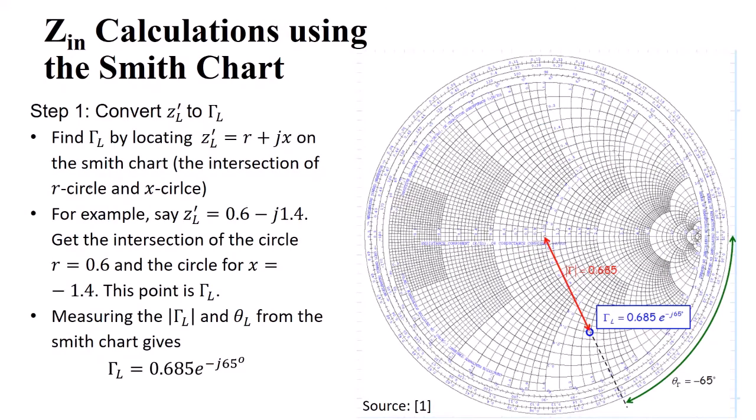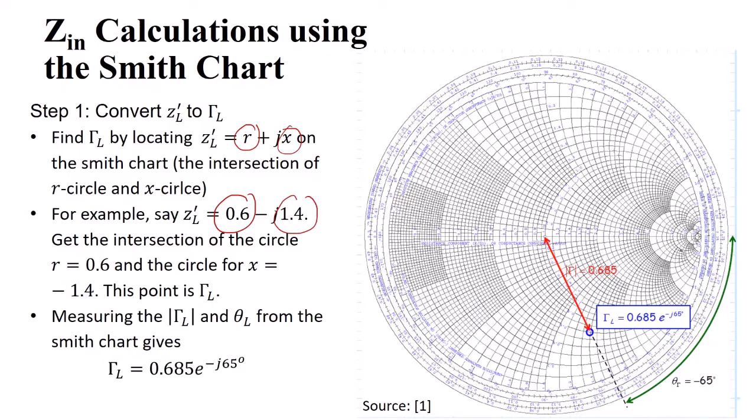So what do you do? You convert ZL to gamma L from here. How to convert directly? Just separate the real part and the imaginary part of the normalized load impedance and see where this value is. For example, say you have 0.6 and 1.4.